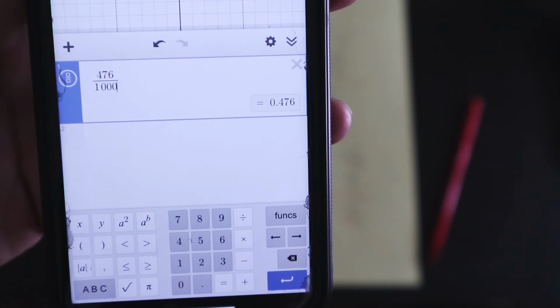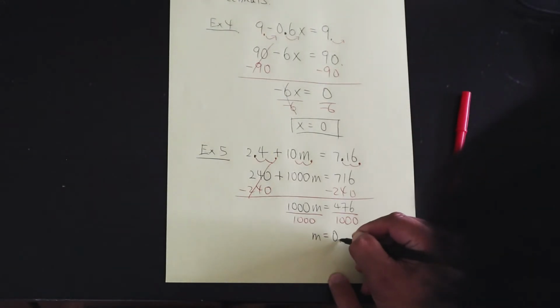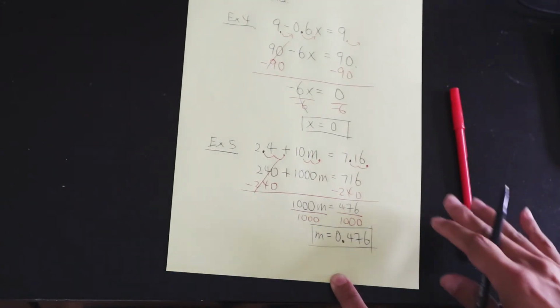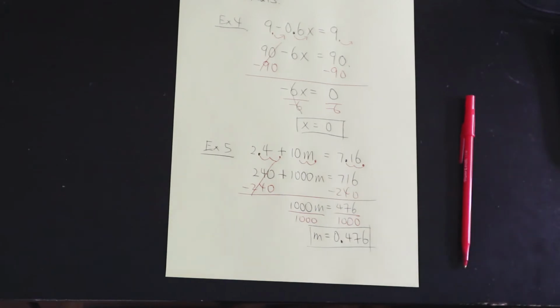See if you see that, 0.476. So my final answer is 0.476, and then that's it. So this is how you solve equations involving fractions and decimals.